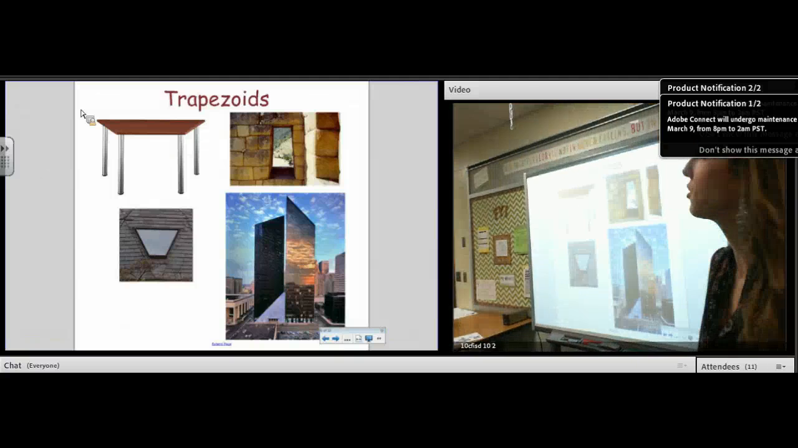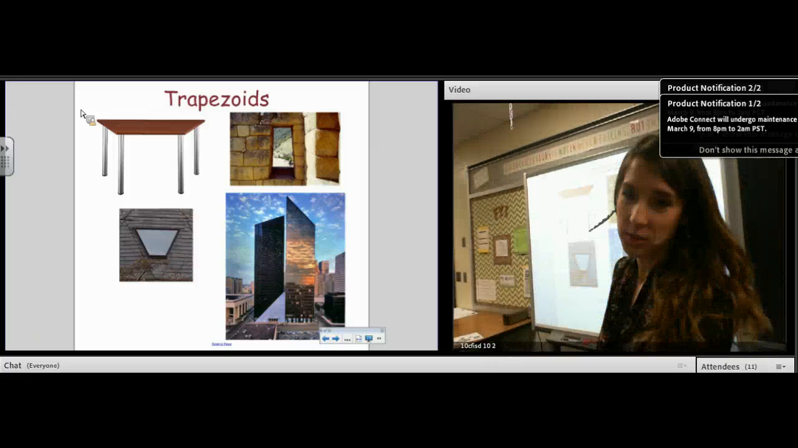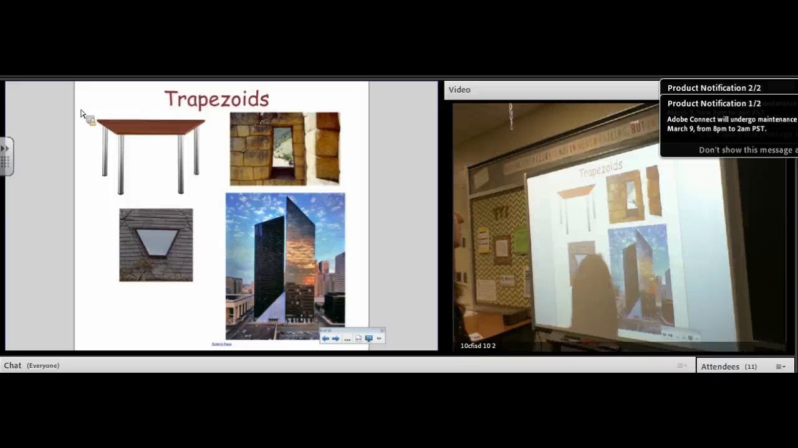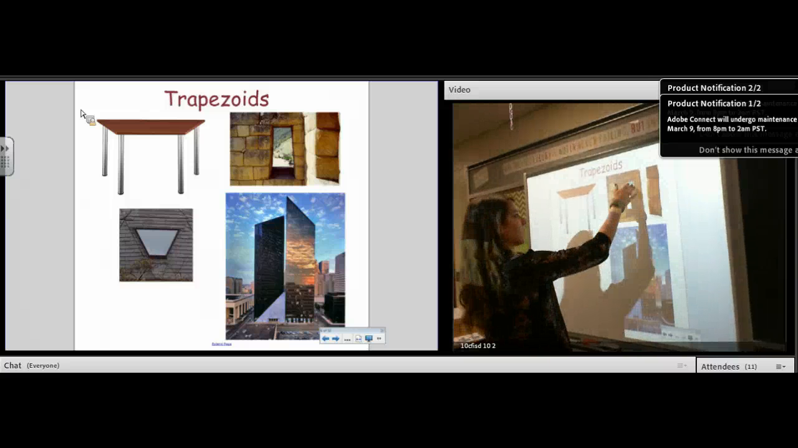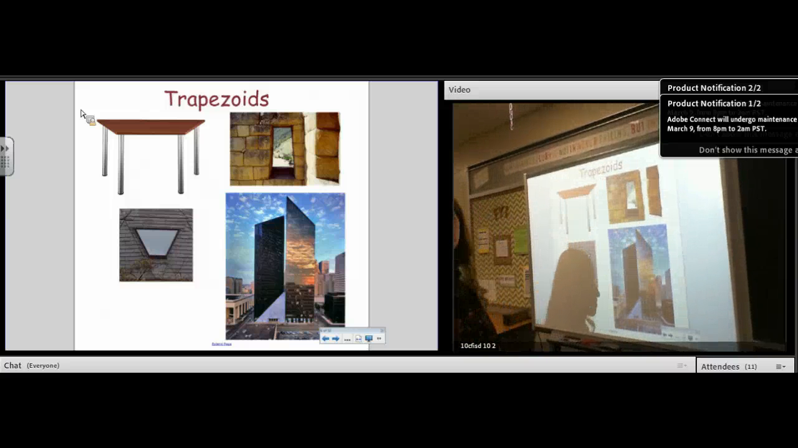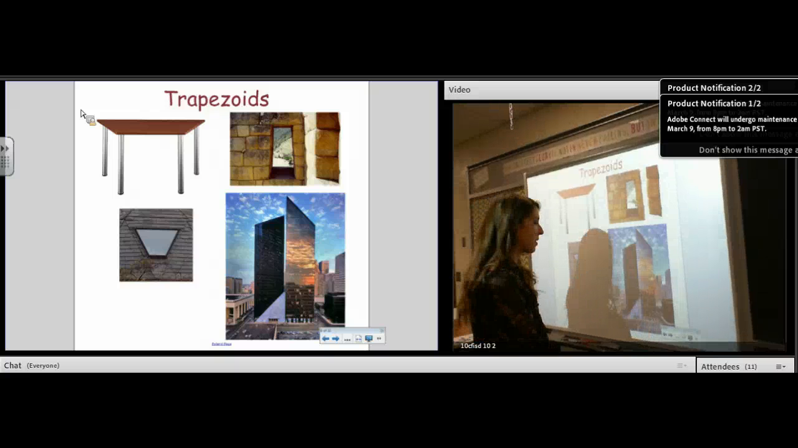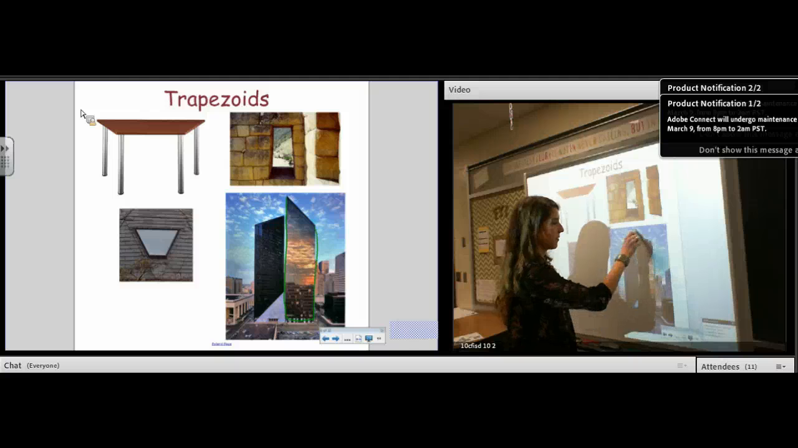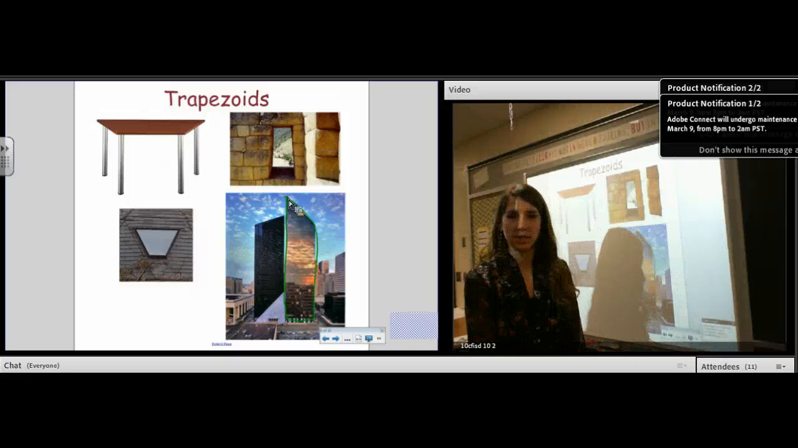Here's some pictures of trapezoids. We've got a trapezoidal table. We've got a skylight, that's a trapezoid. We've got an opening in some ancient ruins or something, that's a trapezoid. And we have a really pretty tower in Houston. That's a trapezoid. That's in Houston.